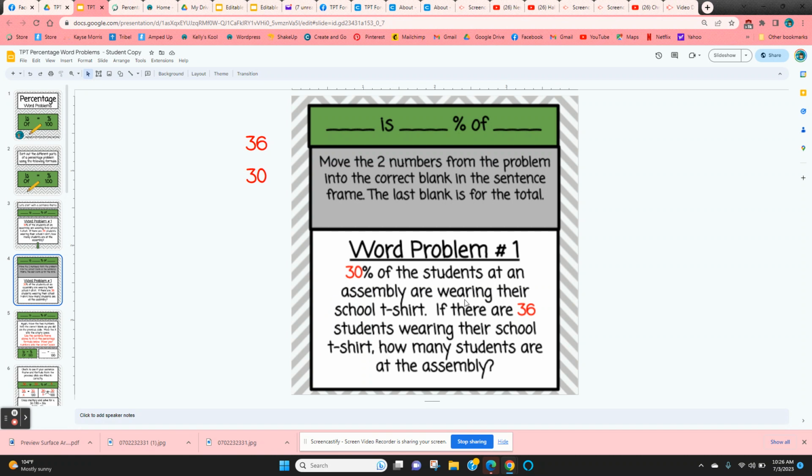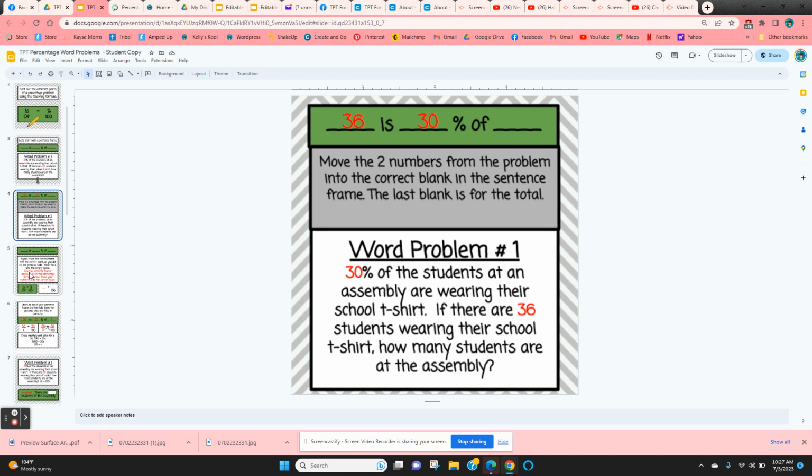I put the numbers in the word problem in red, 30 and 36. We have to put them in the correct place in the sentence frame. I would always start with the percentage. So the percentage is 30%. We know this is going to have to be 30. Now we want to know whether 36 is a part or is the whole total. It says 36 are wearing their t-shirts. Well, that's not the total, so that would be part of the student body, 36, and then we don't know what the total is, which is X.